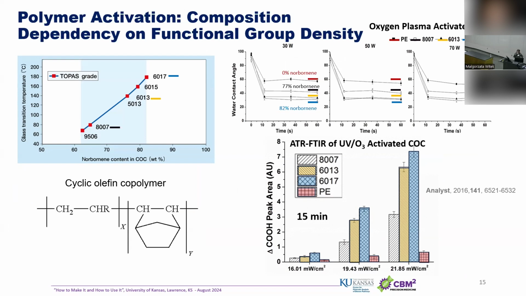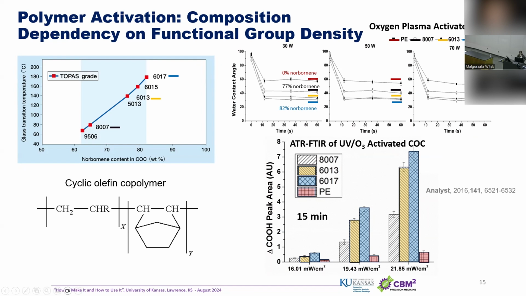When you do this, and I touched on this, depending on the composition of your material, the number of those oxygen-containing functionalities, or COOH, let's narrow the conversation down to that, will be different. And what we've noticed is that there is a composition dependency on the functional groups. PE is the complete extreme, when you consider that the COC is a composite of polyethylene and norbornene.